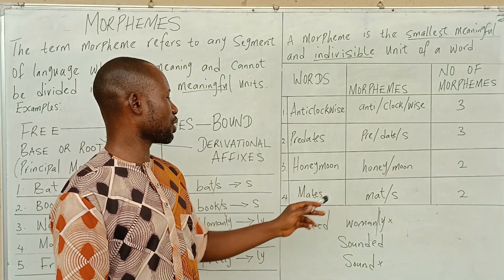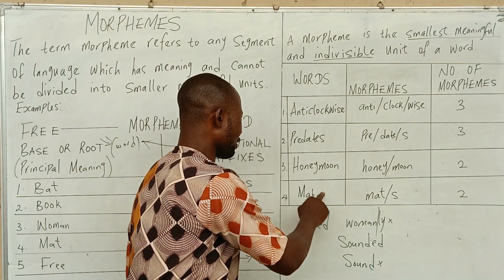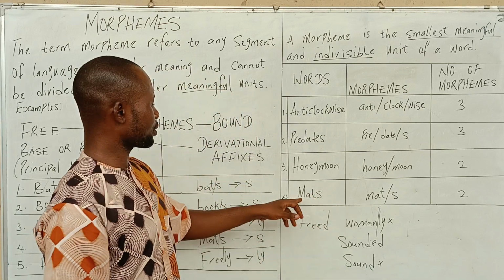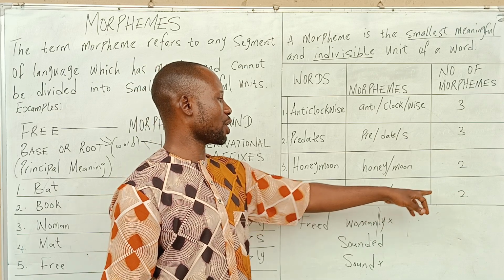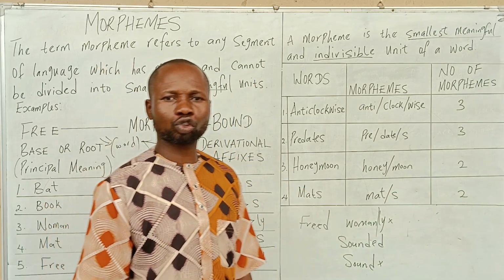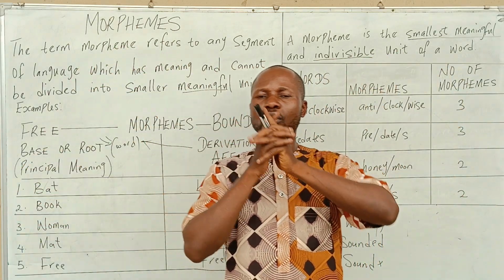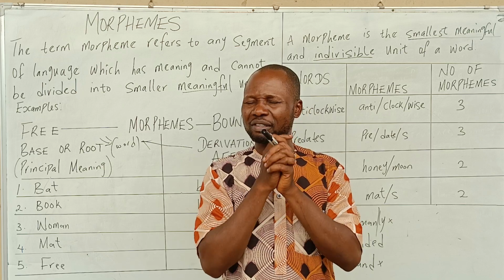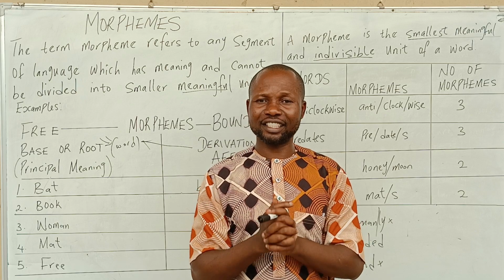Lastly, we have mate. Sorry, there is a mistake here. We have maths. So maths, we now have math and s. We have how many? Two morphemes. All right, thank you so much. This is exactly what we call morpheme. The word morpheme simply means any segment of words in a language that cannot be subdivided again.